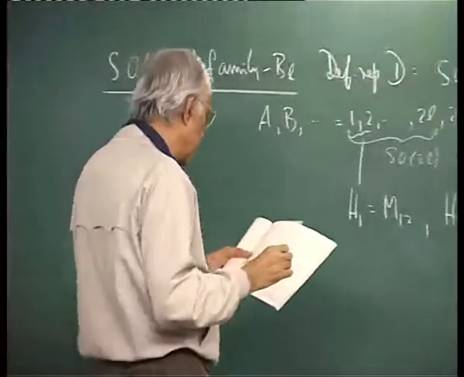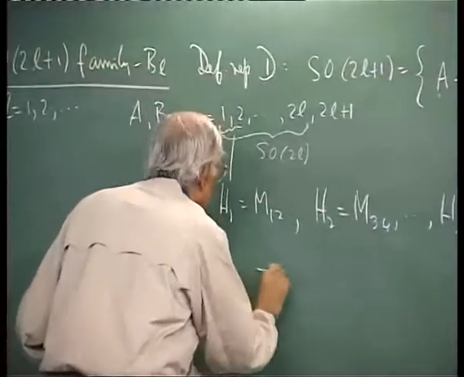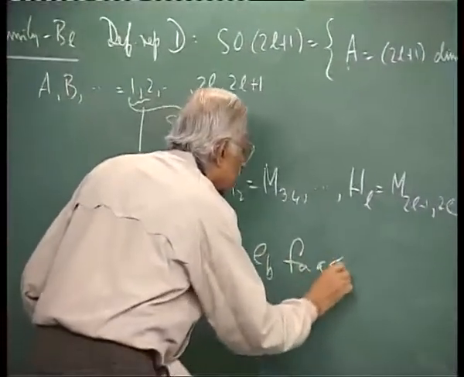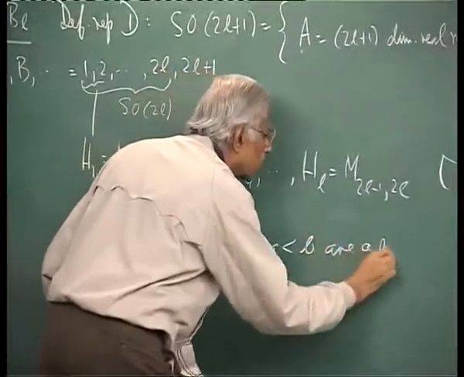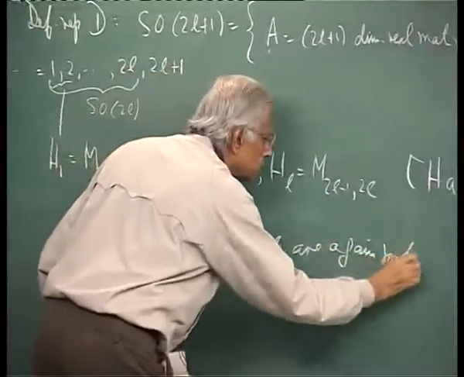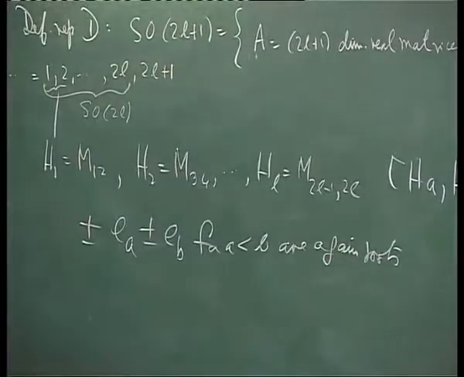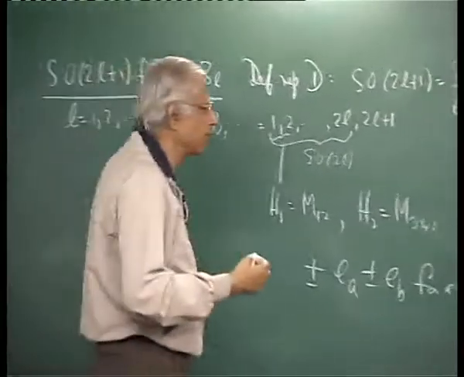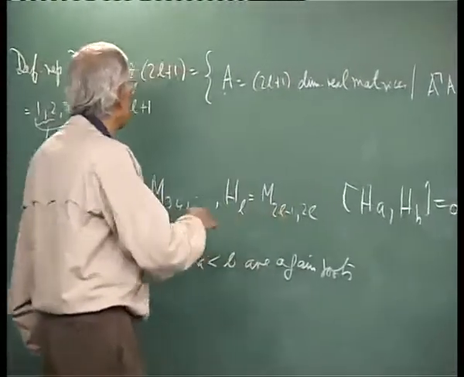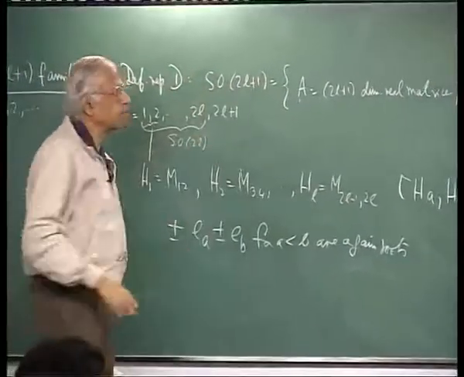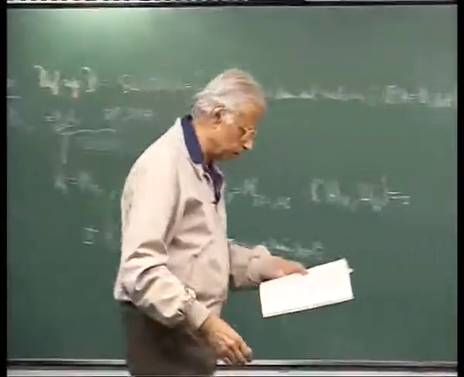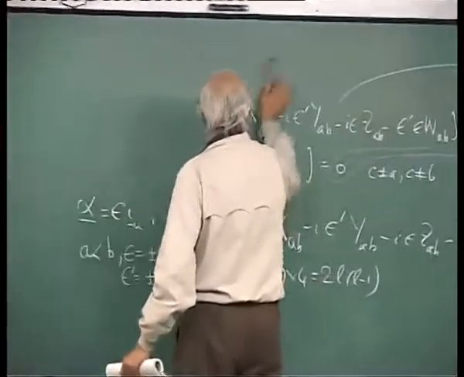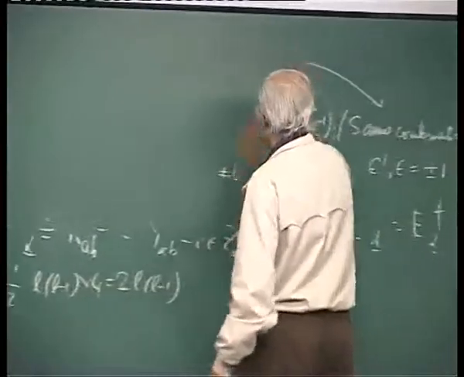So what it means is that these expressions are again roots. But they are not all the roots. We will get some extra roots because the dimension is more, and that is where the dimension 2L plus 1 comes into play. So I need only to look at M_AB with one leg in the last dimension.